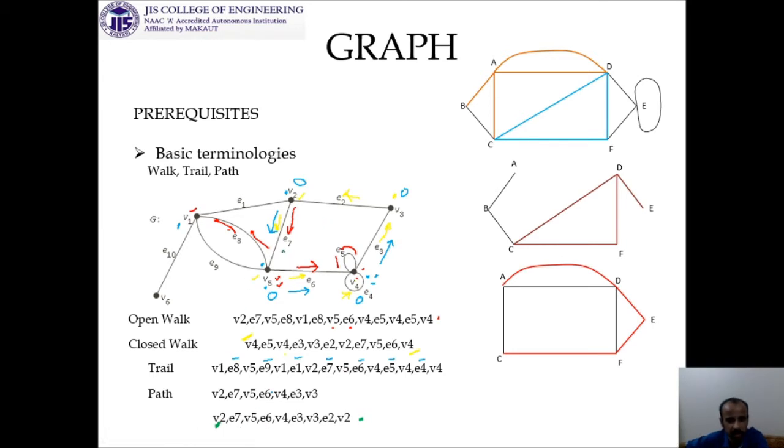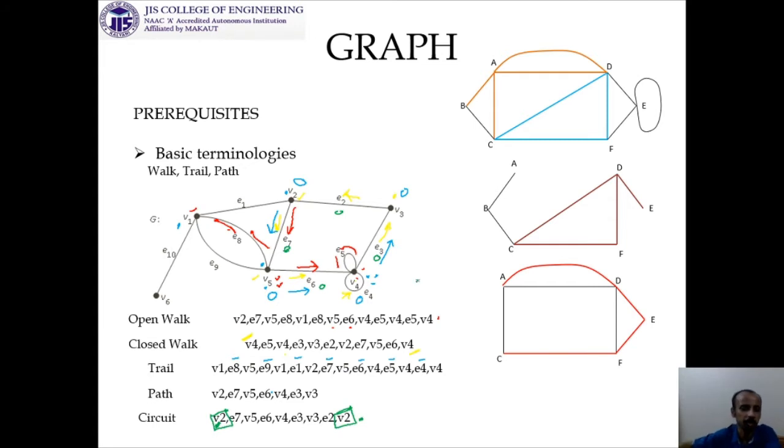So where is our E7? This is our E7. Then it is our E6. Then E3. Then this is our E3. Then V3 E2. Then V3, this is E2. And then V2. So we have started from V2, we have ended at V2, except the starting vertex and the ending vertex. Nothing is repeated, and all the edges are distinct. So what is this? This is nothing but a circuit.